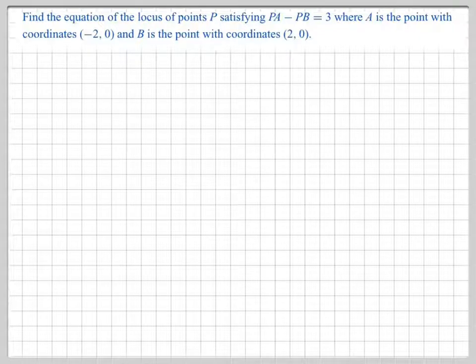Now, what have we got to do here? We've got to find the equation of the locus of points satisfying PA minus PB equals 3, where A is the point with coordinates (-2, 0) and B is the point with coordinates (2, 0). The first thing I check is, what is the distance between A and B? Well, it's 4. And the number on the right-hand side of PA minus PB equals is 3. And 3 is less than 4. So yes, we've got a hyperbola. That's the first thing to check.